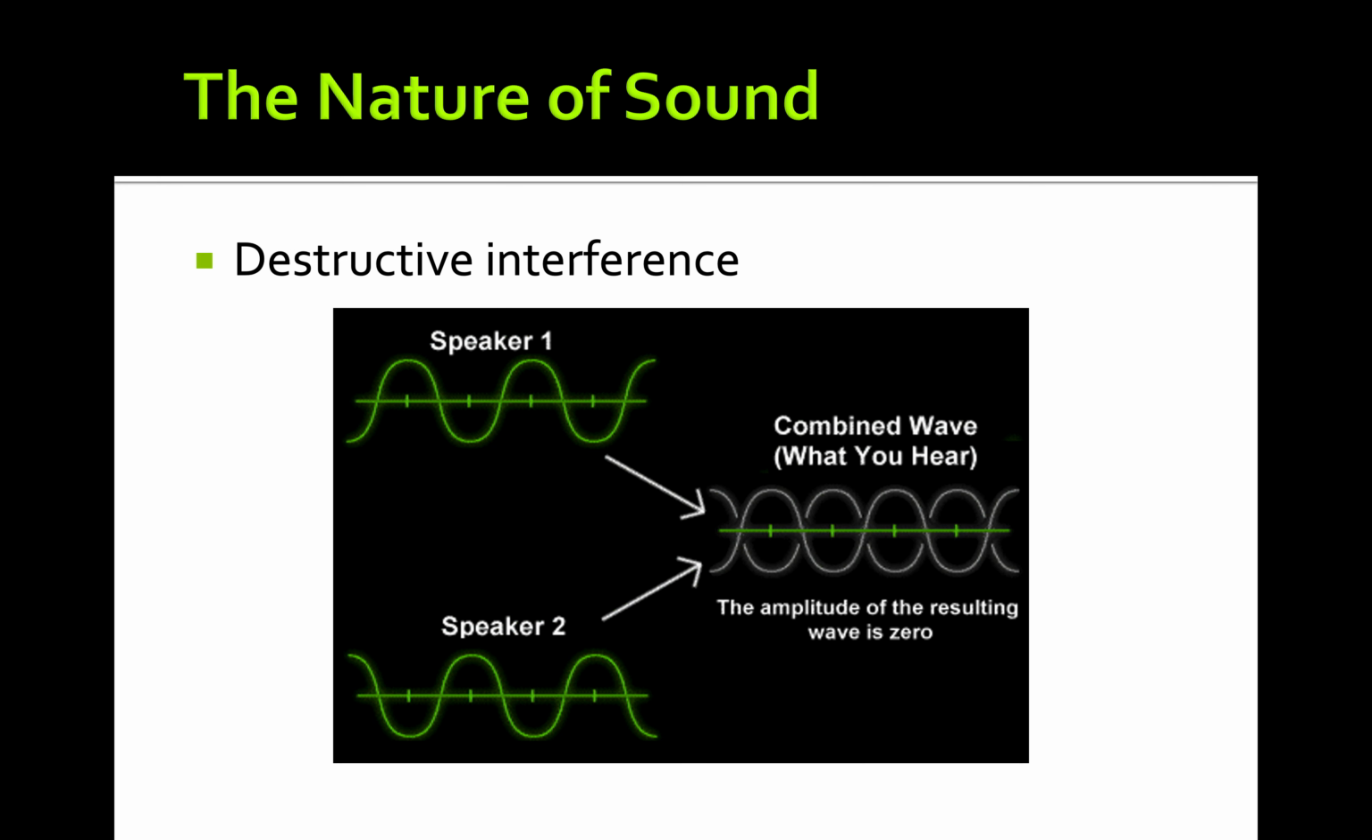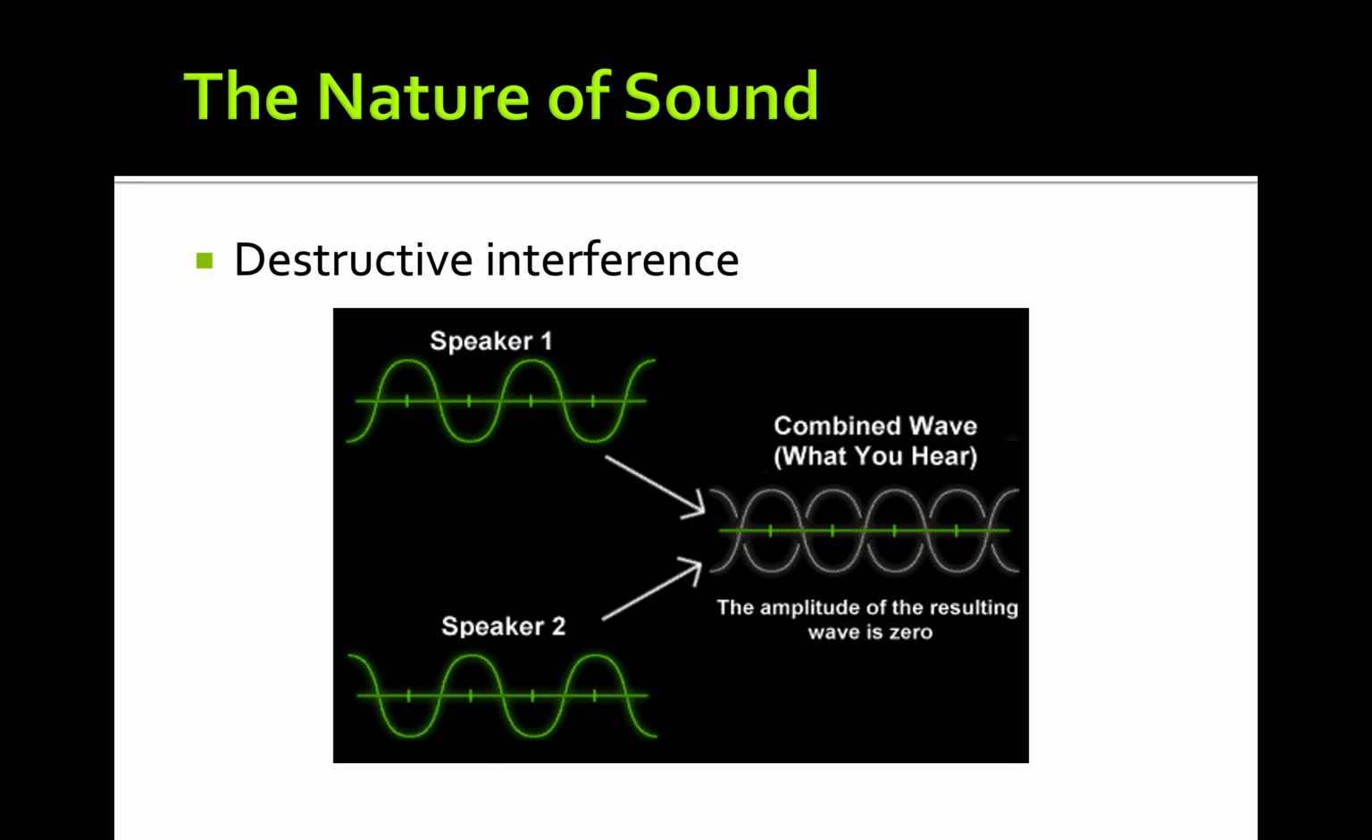On the other hand, if we have two speakers and their waves come in such a way that the compression, or the higher amplitude, exactly matches with the lower amplitude of the other wave, and the lower amplitude exactly matches with the higher amplitude of the other wave, they cancel out the effect of each other. Cancel out means that you will not hear anything. The amplitude of the combined waveform becomes zero, and that is called destructive interference.